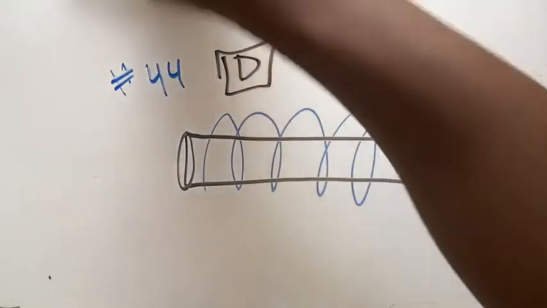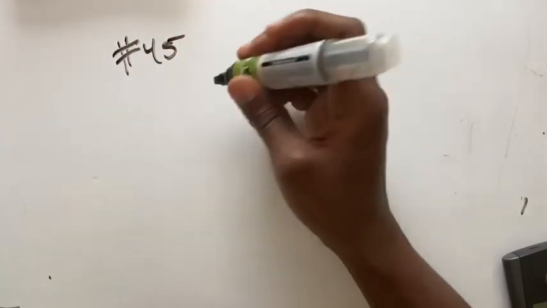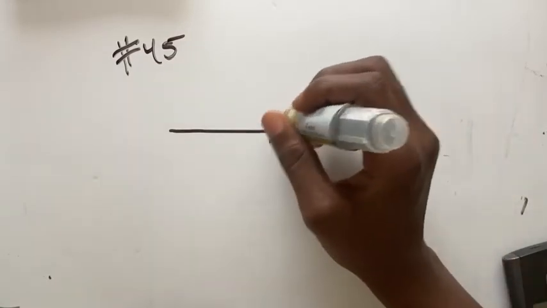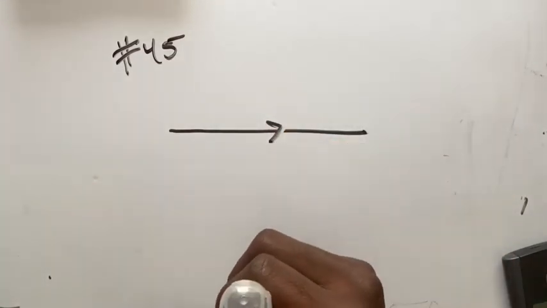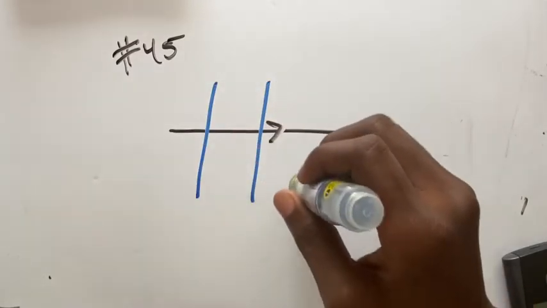45 says the magnetic force acts more strongly on a current carrying wire when it is perpendicular to a magnetic field, carries a very large current, either or both of these. Okay. So 45 says we have some current carrying wire here, and they're asking us about the magnetic force. Well, we know this wire is inside of some magnetic field.